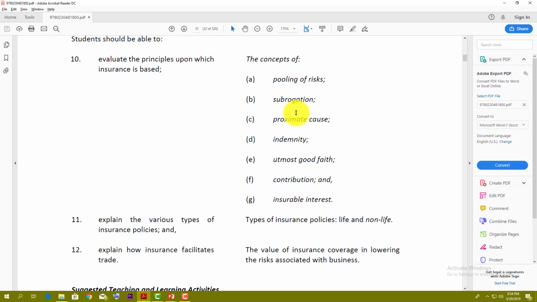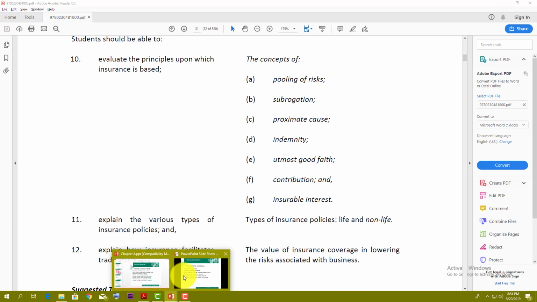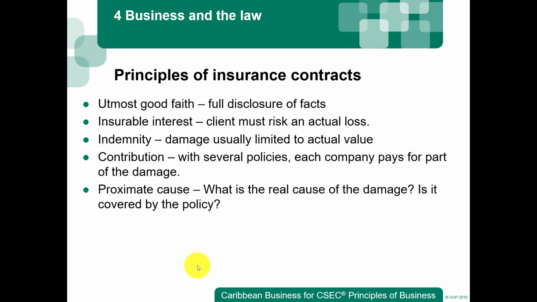We just have to go and look at some of these characteristics, okay, on which insurance is based. So that's one, pooling of risk. What are the other ones that insurance is built on? So that's pooling of risk. Got that one. Then you have one named utmost good faith. What is that? Full disclosure of facts.